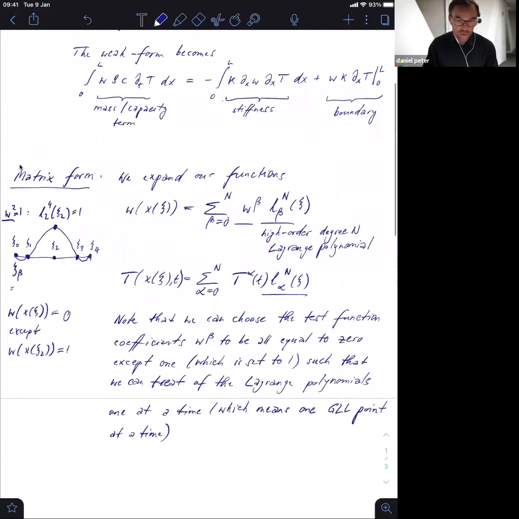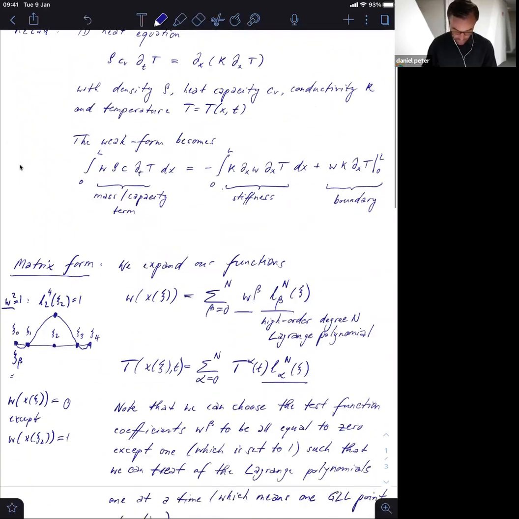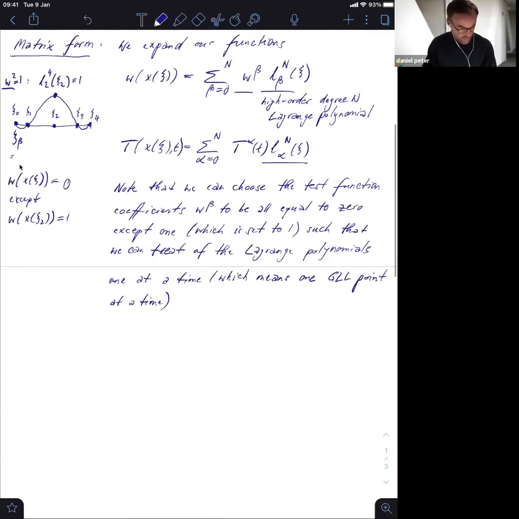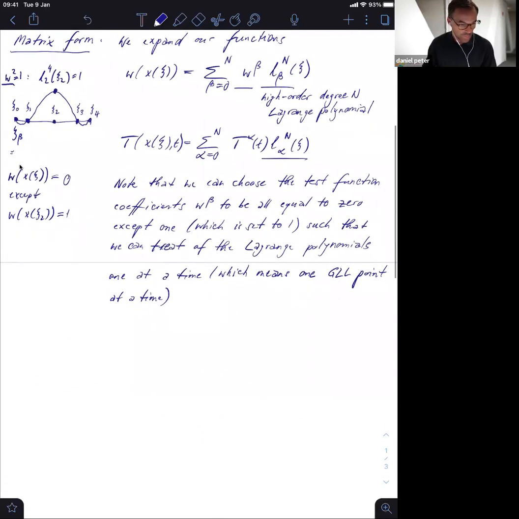Okay, so let's do that. Maybe it also becomes clear when we write this down. So we do this for the terms here that we have: the mass term or mass matrix, the stiffness matrix, and then the boundaries if you want. But let's put this function expansion into the mass matrix, for example. So let's focus on the mass matrix.